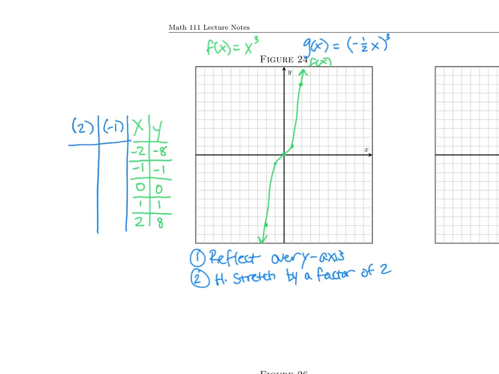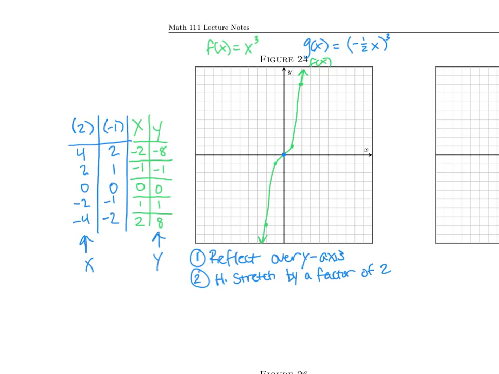So when we reflect everything or multiply it by a -1, it's going to become 2, 1, 0, -1, -2. And then when I multiply everything by 2, that's going to give us 4, 2, 0, -2, -4. So these are going to be our new x values. And then our y values, we don't have anything that's happening vertically, so we're just going to keep those exact same y values.